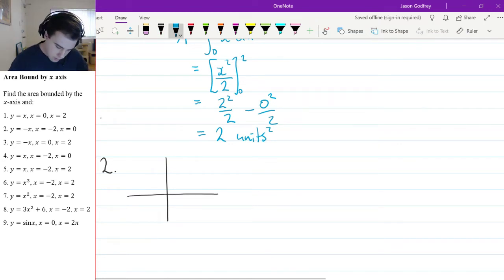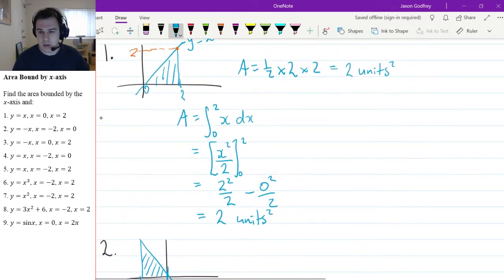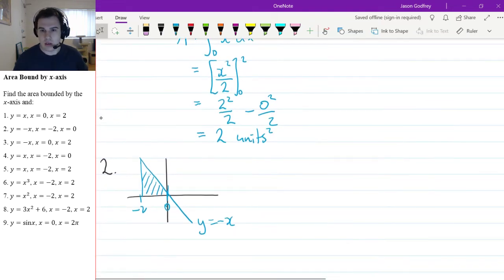So for question 2, this time we're still bound by the x-axis, and we're doing the graph y equals negative x, which is like this, and we're going from x equals negative 2 to x equals 0 there. So we're looking at this area here. Because of the symmetry, this is the exact same triangle as in question 1. It's got a base of 2 and a height of 2, so using the area formula, it's going to have an area of half times 2 times 2, which is 2.